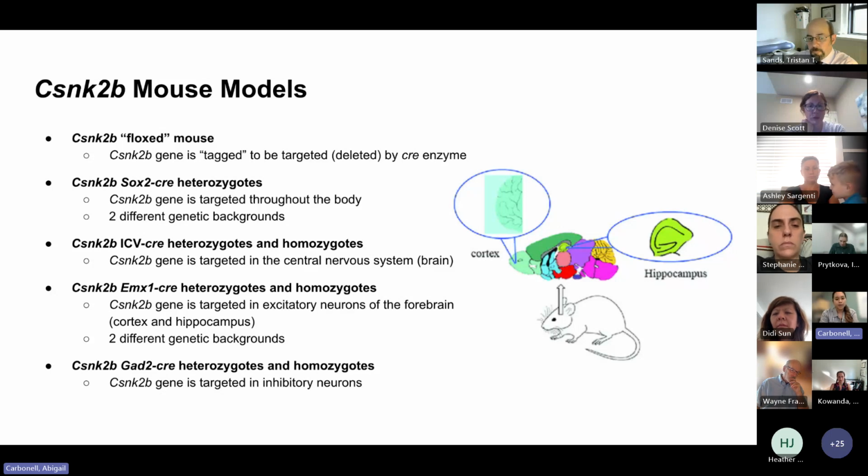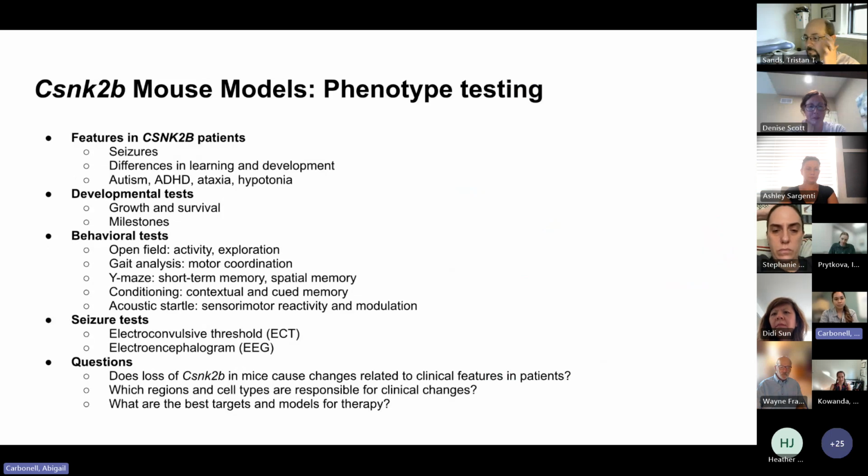The EMX1 CRE is targeted in excitatory neurons of the forebrain, including the cortex and hippocampus. And the GAD2 CRE model targets CSNK2B in inhibitory neurons. These are neurons that slow down activity in the brain, and problems there can cause seizures. It can cause differences in development as well.